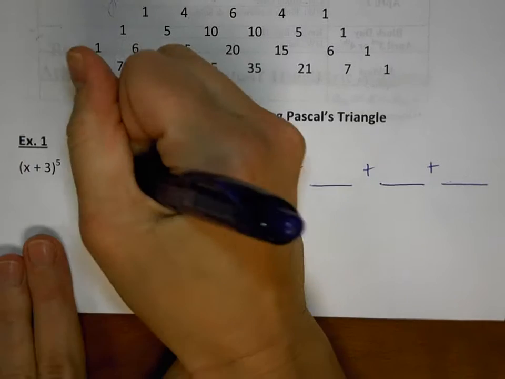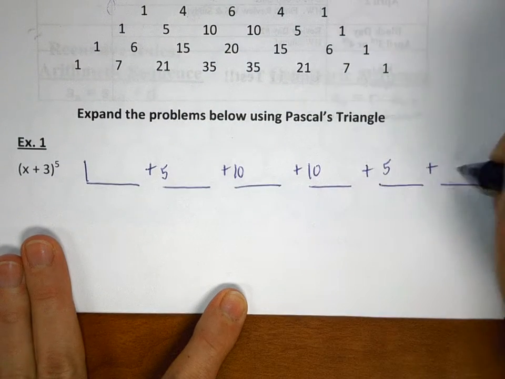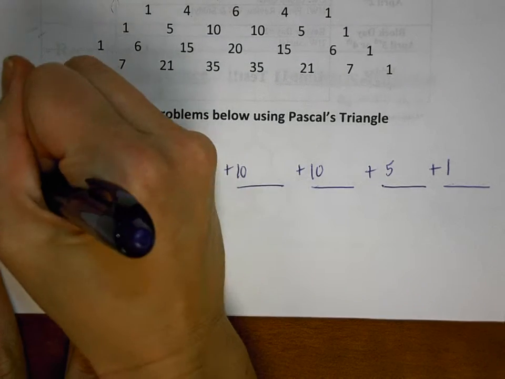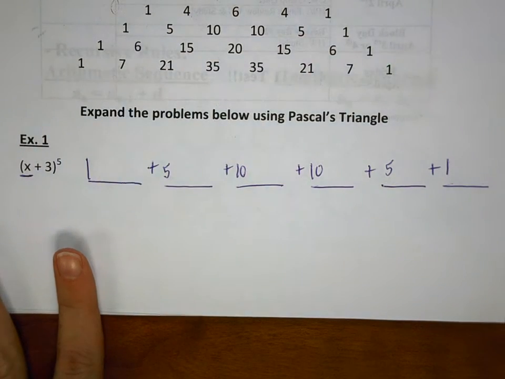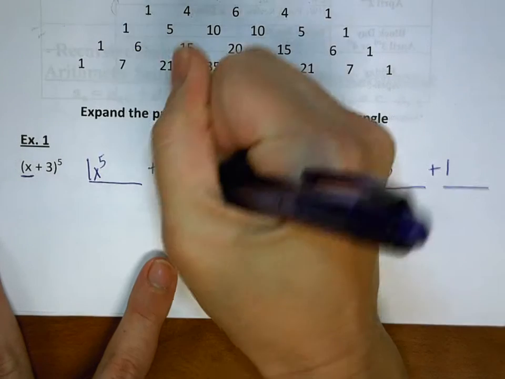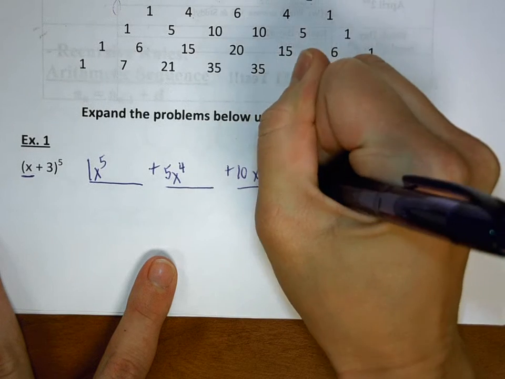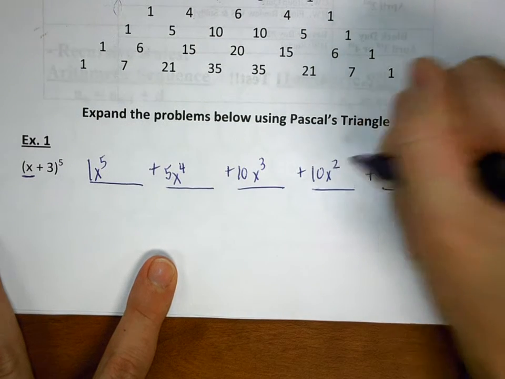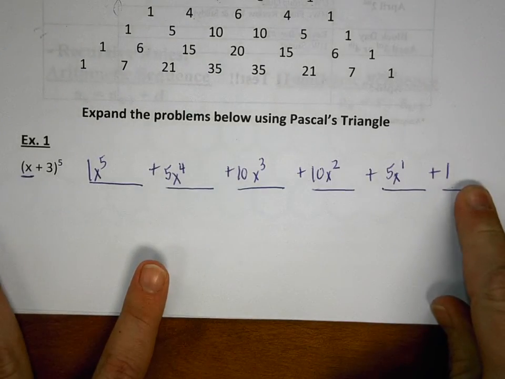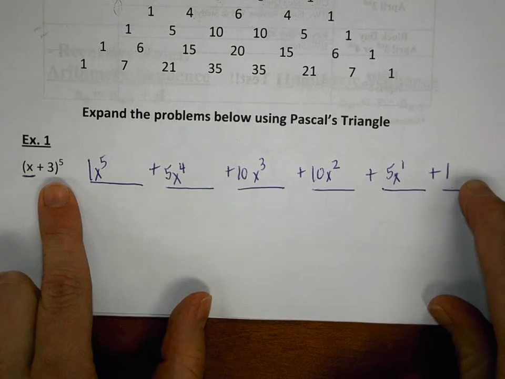1, 5, 10, 10, 5, 1. Good. Okay. And then x is my a term, right? Yeah. So we're going to start with x to the 5th, x to the 4th, x to the 3rd, x to the 2nd, x to the 1st, and x to the 0 I do not write. Do you guys agree?